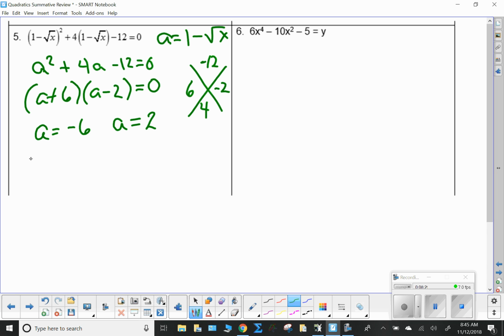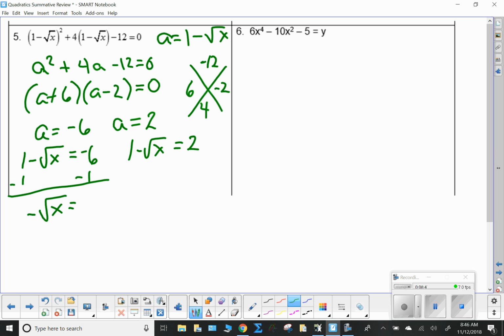Putting this back in, I have 1 minus the square root of x is equal to negative 6, and 1 minus the square root of x is equal to positive 2. Subtracting 1 from both sides over here, I get negative square root of x is equal to negative 7. This I can take care of. I can divide both sides by negative 1, so the square root of x is equal to 7, and then I can square both sides, and x is equal to 49.